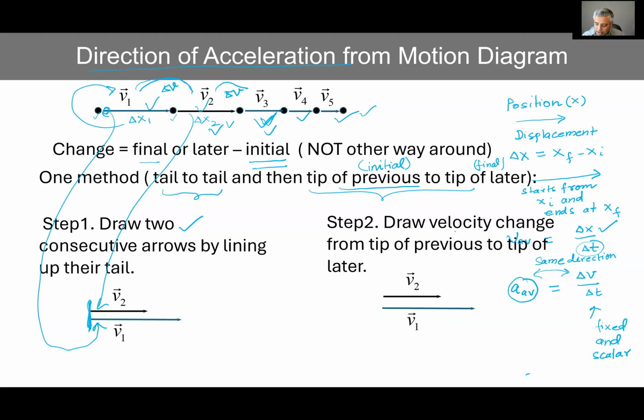It says draw velocity change, or change in velocity vector, from tip of previous to tip of later. So previous means initial, and later means final, right? So if you like, you can write this as final and this as initial. So tip of this one is here, initial is over there, right? Somewhere in this line, and tip of final is there. So we need a line that starts from tip of VI and goes like that.